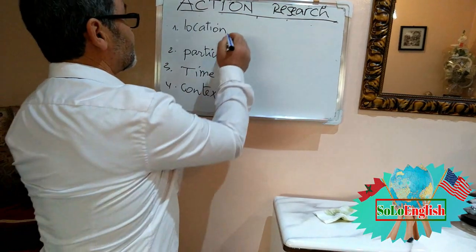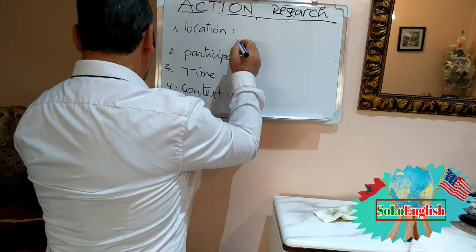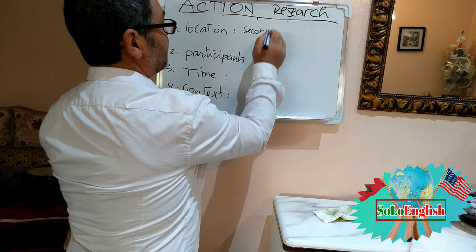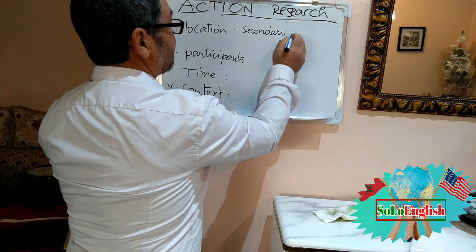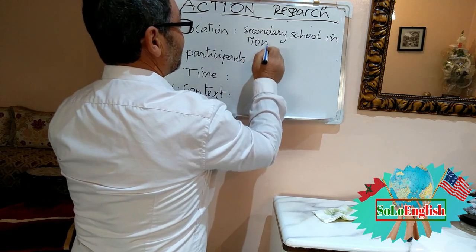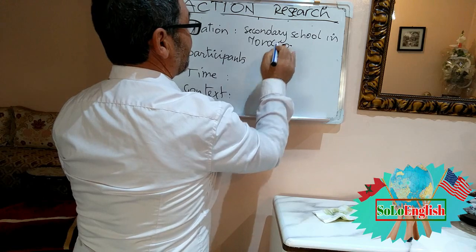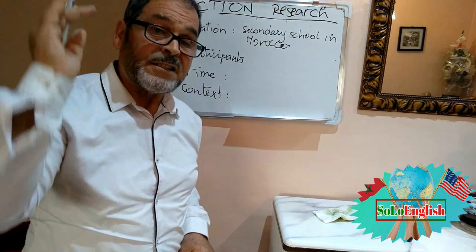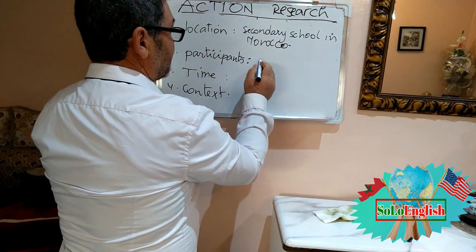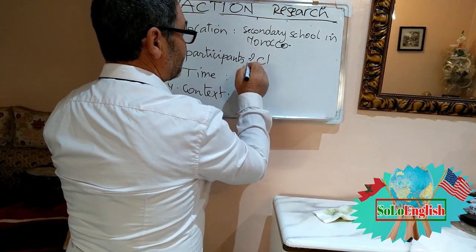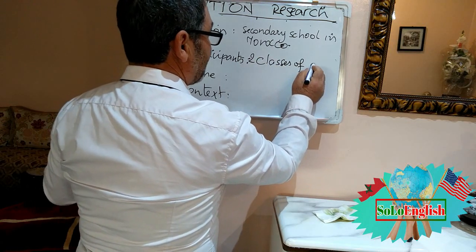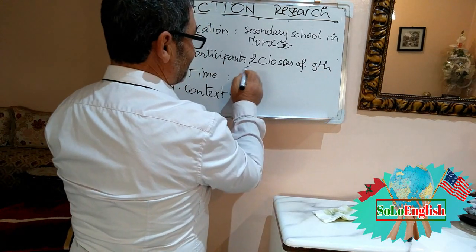So first, location. For example, I take secondary school in Morocco. We can take secondary school, we can take high school, we can take one level. Right, participants, classes: 2 classes of ninth grade students.